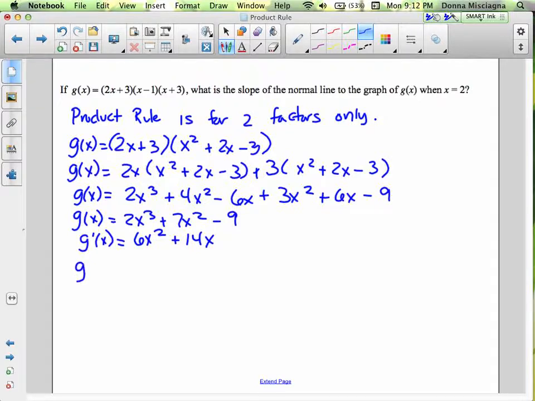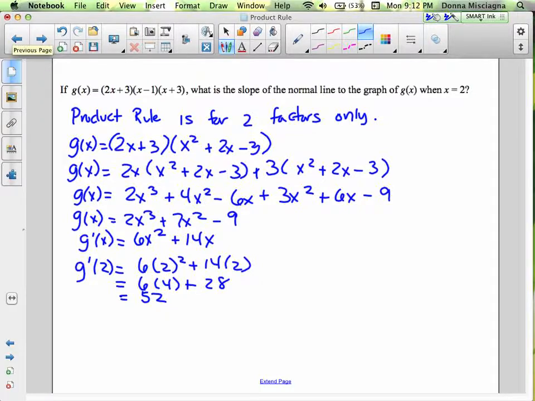It wasn't that bad. So g prime of 2 would be 6 times 2 squared plus 14 times 2. That's going to be 6 times 4 plus 28, or 24 plus 28, which is going to be 52. Okay. 24, 28, yes. All right, so that's some steep slope there. That's the slope of the tangent line. That function is booking when x is 2.